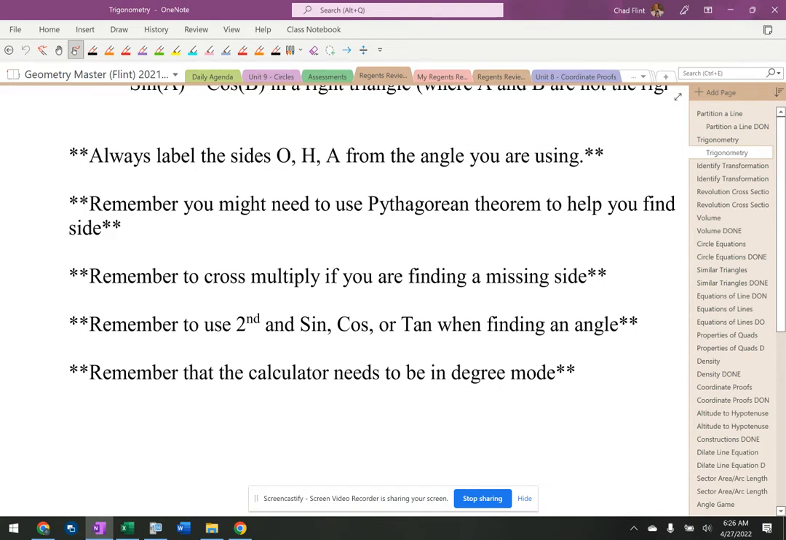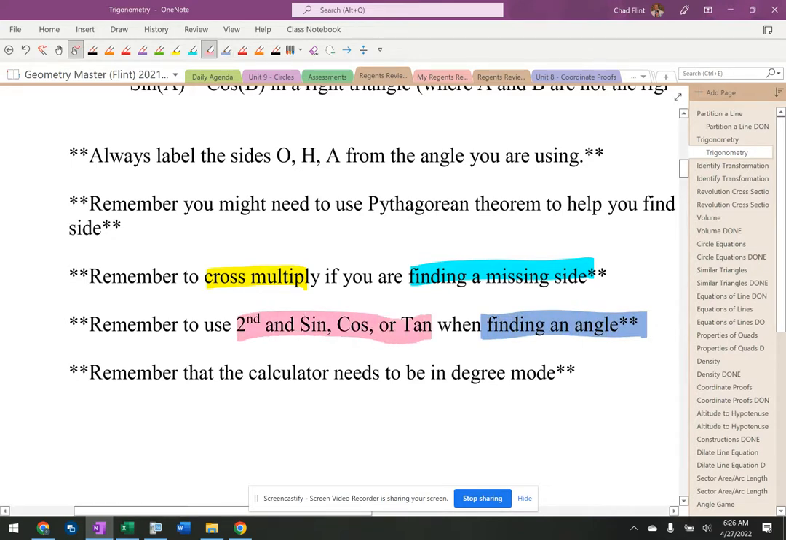All right, any place. Finding a missing side, you cross multiply. Okay, finding an angle, you use second sine, cosine, or second tangent. And then remember that your calculator has to be in degree mode. Okay, remember, check it. Even if someone tells you, don't worry about it, I already checked it, check it anyways.